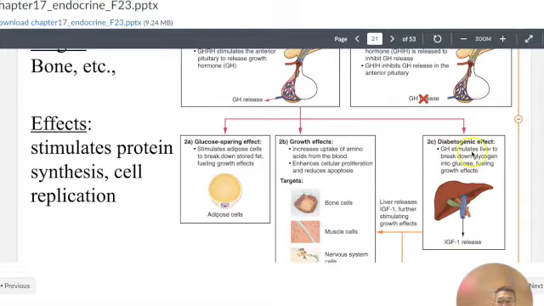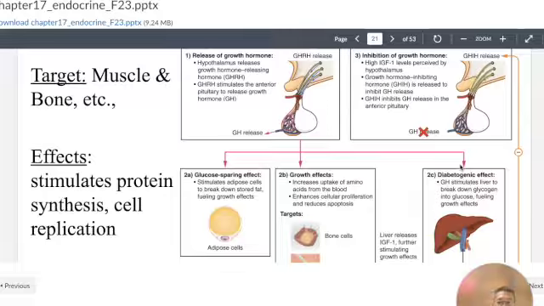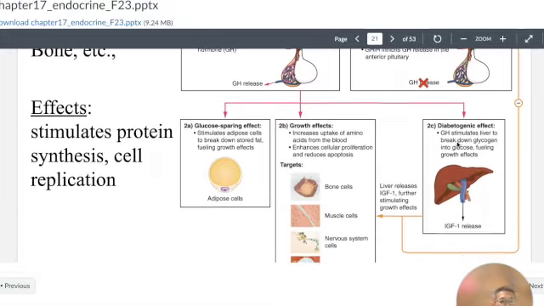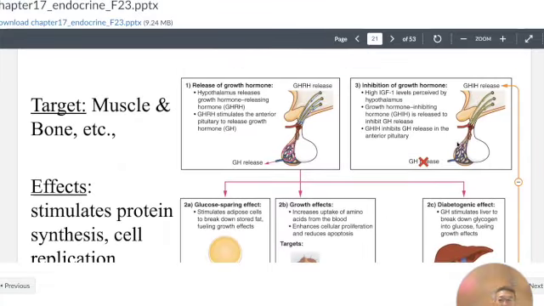diabetogenic effect. Growth hormone stimulates the liver to break down glycogen. Glycogen is when you have a lot of glucose, you store it as glycogen, and it is broken back into glucose, okay, to give you more energy. Okay, once you have enough, growth hormone will be inhibited by growth hormone inhibiting hormone. Okay, then it will stop. Okay, so that's growth hormone, helps you grow.